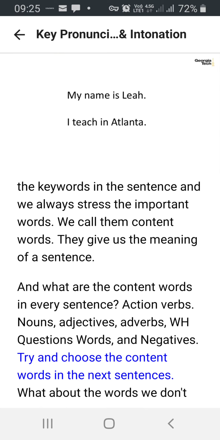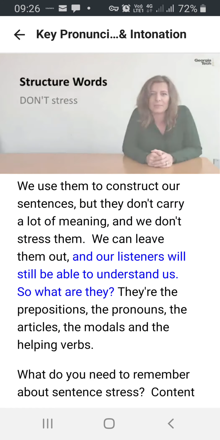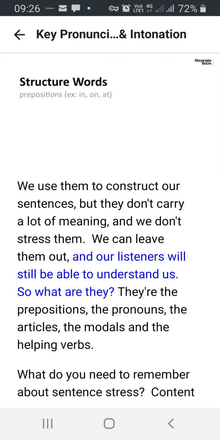What about the words we don't stress? They're structure words. We use them to construct our sentences, but they don't carry a lot of meaning, and we don't stress them. We can leave them out, and our listeners will still be able to understand us. So, what are they? They're the prepositions, the pronouns, the articles, the modals, and the helping verbs.